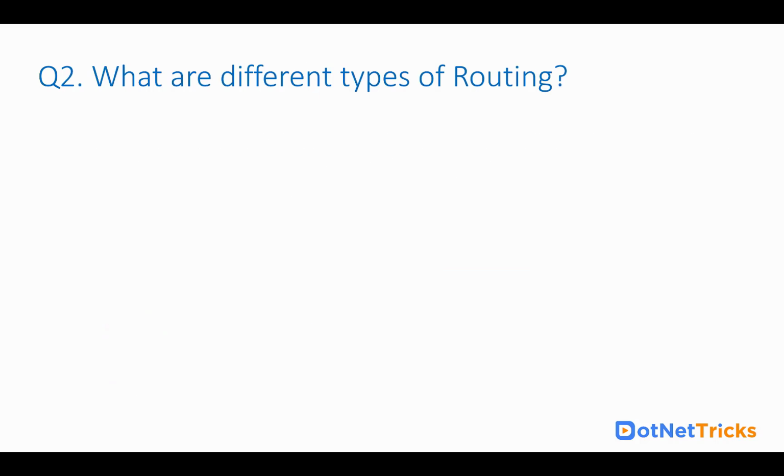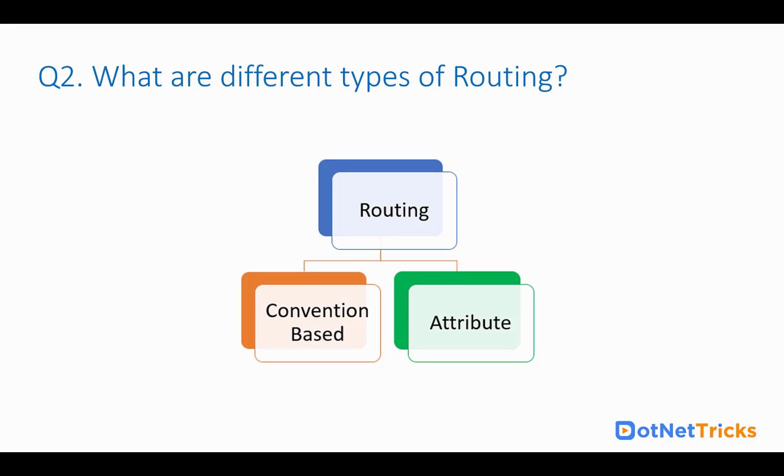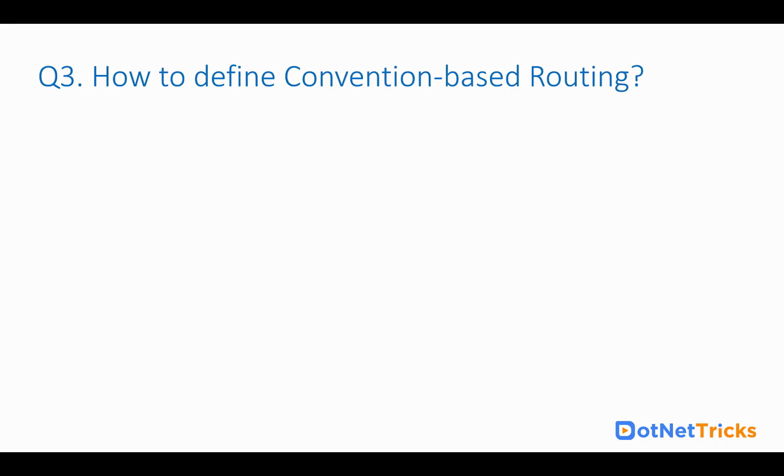Let's move to the next question: what are the different types of routing we have in ASP.NET Web API? Web API supports two types of routing: convention based routing and attribute routing. Convention based routing we can configure in the RouteConfig file, and attribute routing we can configure at the action level and controller level.